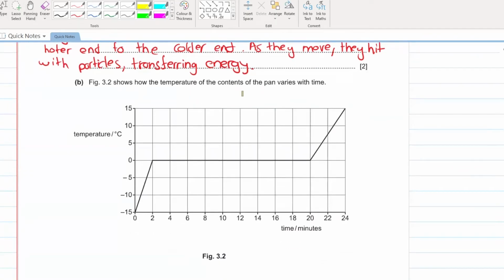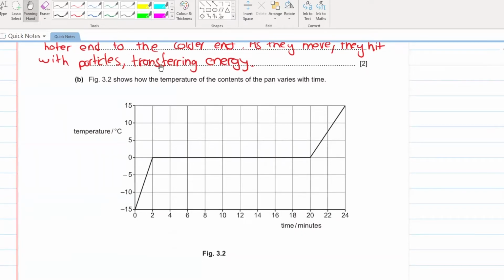Figure 3.2 shows how the temperature of the contents of the pan varies with time. I haven't read ahead yet, but here is a small trick I have told you already: if you make assumptions in the exam and they come true, your confidence level skyrockets. This line is constant. This tells you that here we might have melting, and since it is 0 degree centigrade, this confirms that melting is happening on this line. Perfect, I know this much.